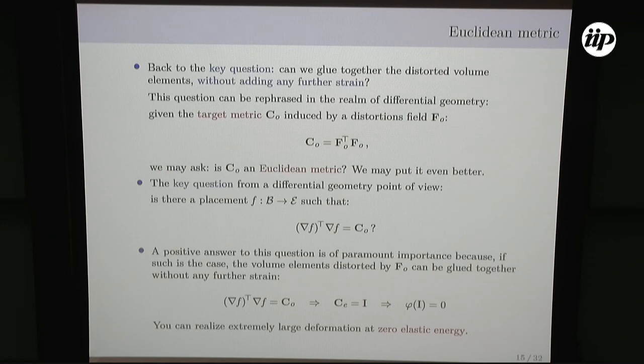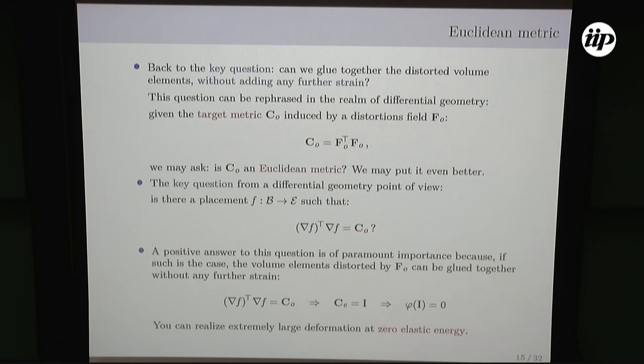And now the point is I have a distortion, F0. This distortion induces a target metric. The question is: is this target metric realizable? That is, does there exist a placement and embedding that realizes this target metric? So can gradient F transpose gradient F be equal to the target metric or not?